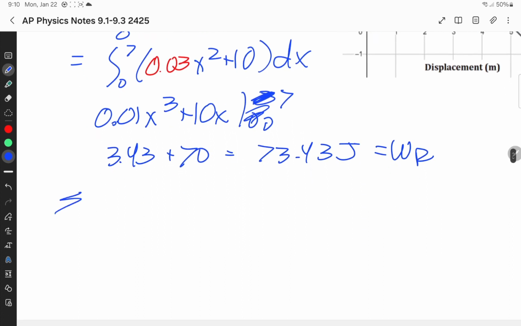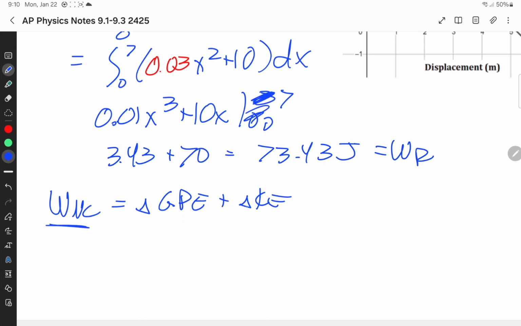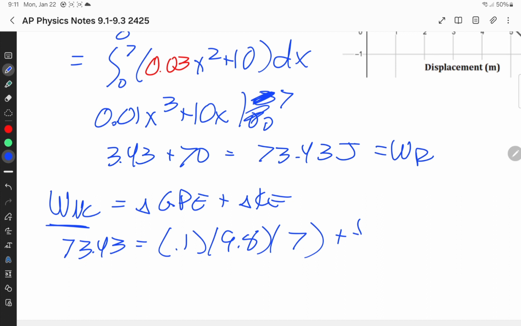And so then you go, all right, net work is our change in GPE plus our change in KE. No, my bad. Work of non-conservative forces, right? Work of non-conservative forces is change in total energy. And Roy is our non-conservative work, right? So you're going to get 73.43 is our change in GPE, so that's 0.1 times 9.8 times the 7 meters we're lifting it, plus 1/2 mv squared, and solve it.